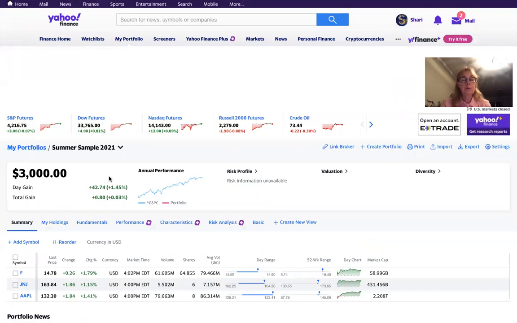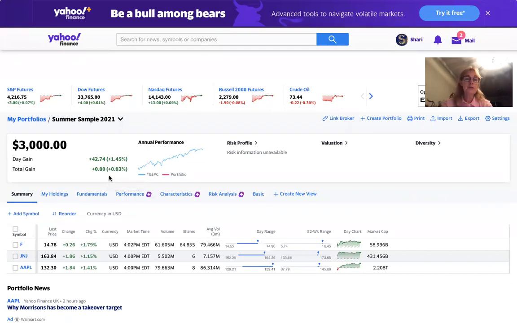Here's what's going on. The market's closed. I just entered this information, and so you see I have these 3 stocks. They're totaling $3,000. Okay. And this gain is probably from aftermarket stuff, so just ignore that, but I'm not sure why it says that. But this is the important thing.